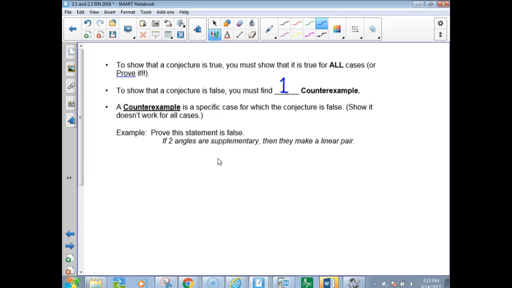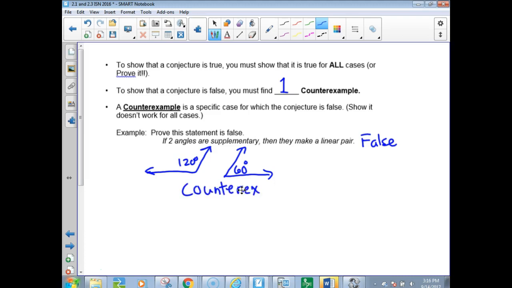So we're going to prove this statement false. If two angles are supplementary, then they make a linear pair. We already did this one. We said two angles could be non-adjacent. If this is 120, then the other one would have to have been 60, but they don't have to be a linear pair. All right, so this conjecture is false, and this is your counterexample. And Evan, if you don't feel like writing the word counterexample, it'll be okay.